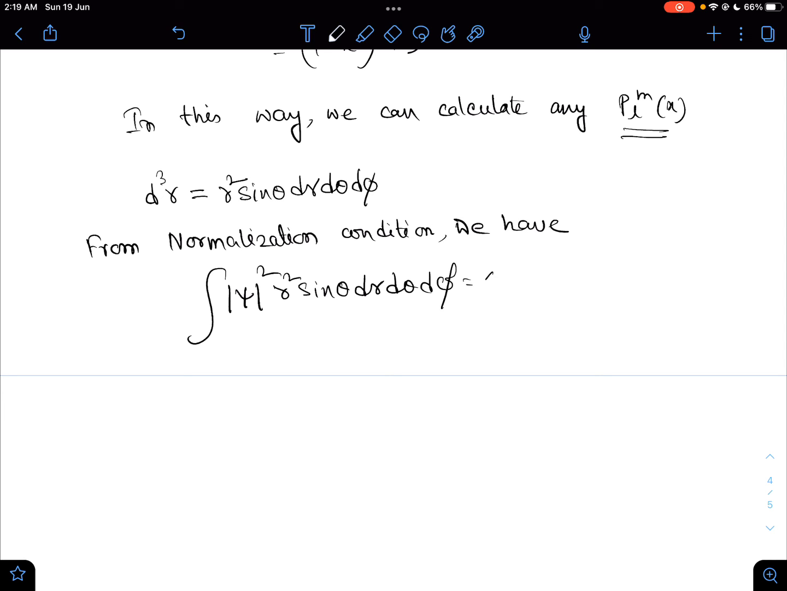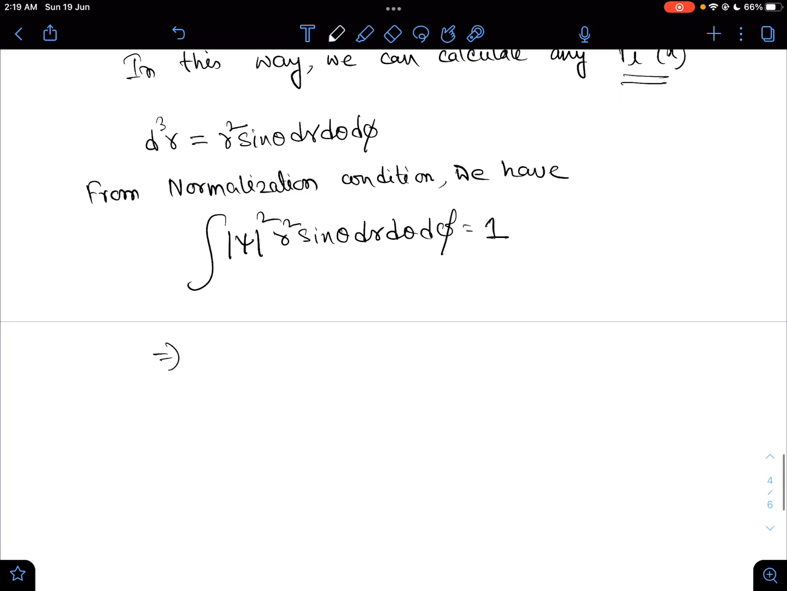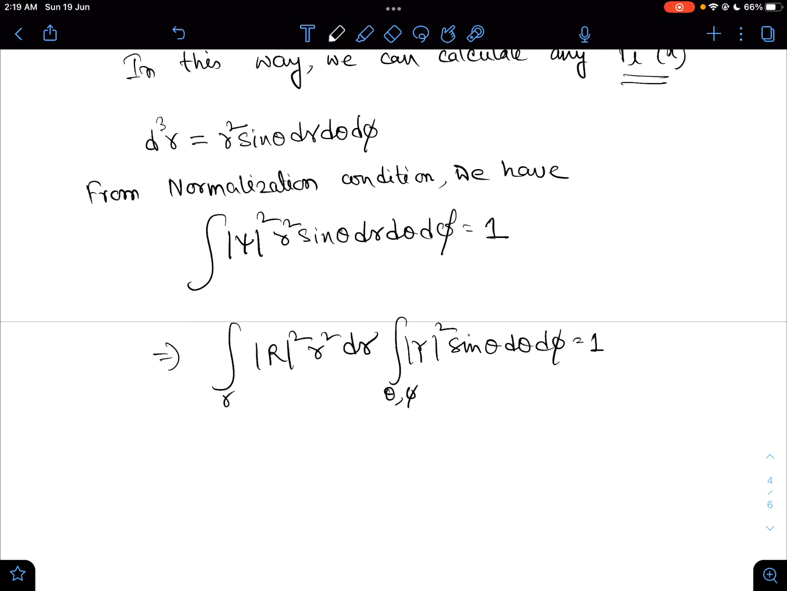So that should be 1. And now psi can be written down as R squared, and here we have R squared. So this is our R, and we have Y squared sine theta d theta d phi. So this is an integral over theta and phi.